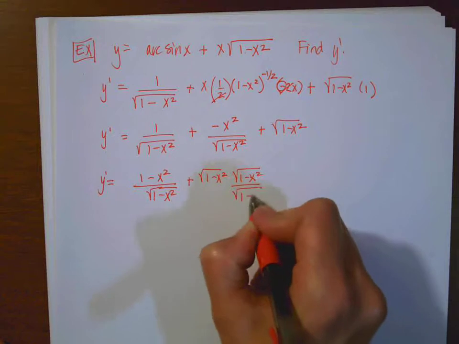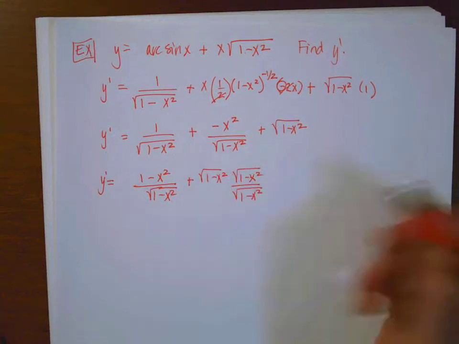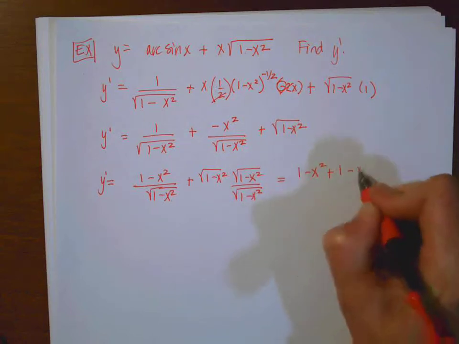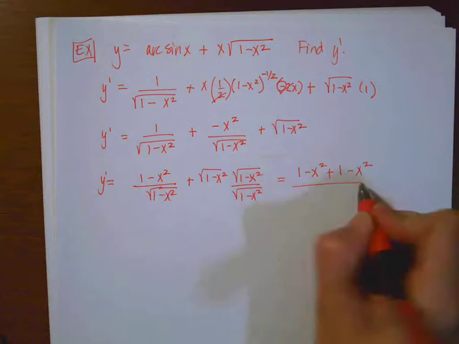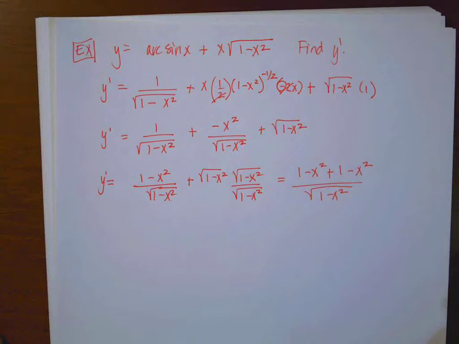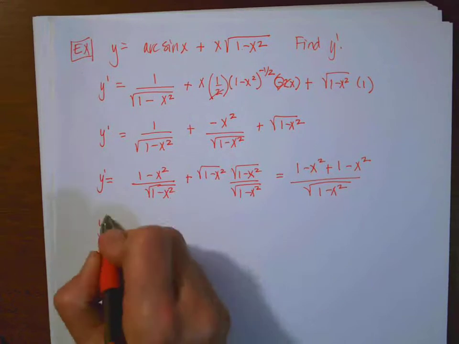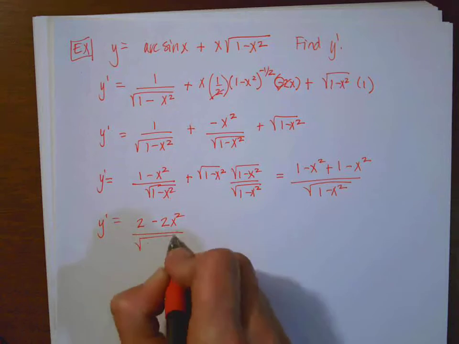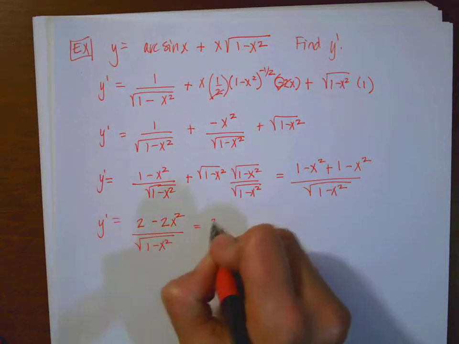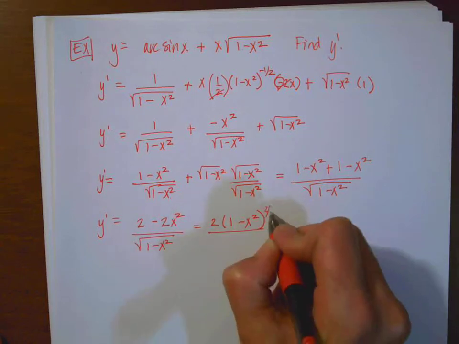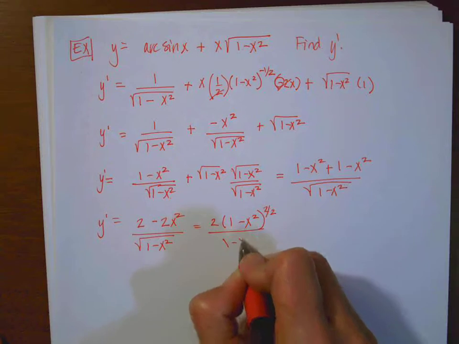I want to put these two guys together, so I'm going to multiply by the lowest common denominator, which is kind of boring because it's only one thing. Okay, so if I do that, I'm going to get 1 minus x squared plus 1 minus x squared over the square root of 1 minus x squared. Okay, so just to kind of simplify things a little bit, I'm going to get y prime is equal to 2 minus 2x squared over the square root of 1 minus x squared. I'm going to factor out the 2 and put it like this.